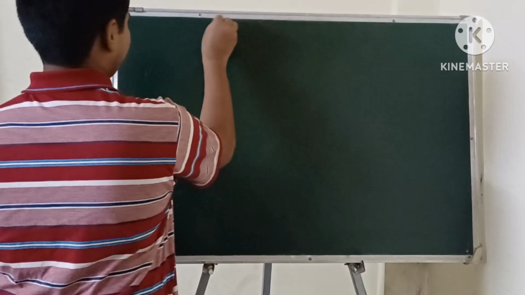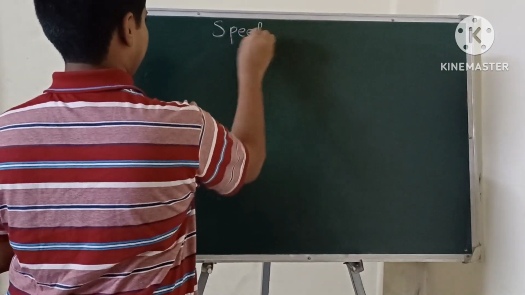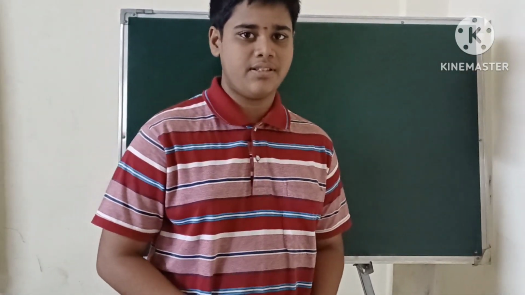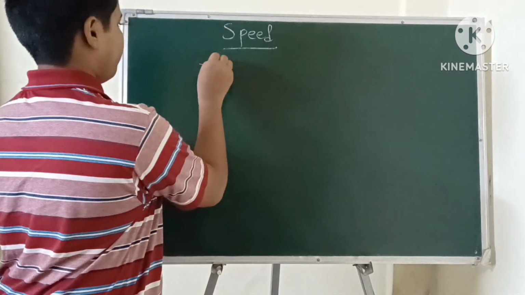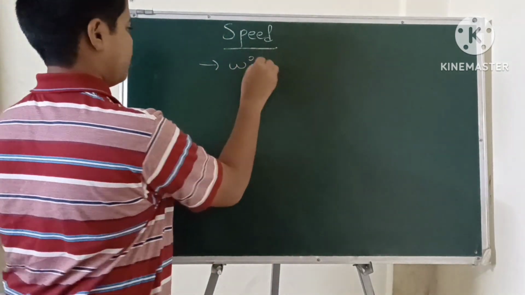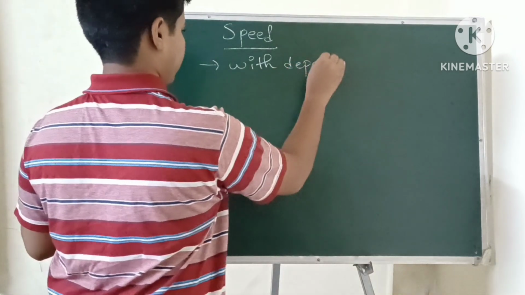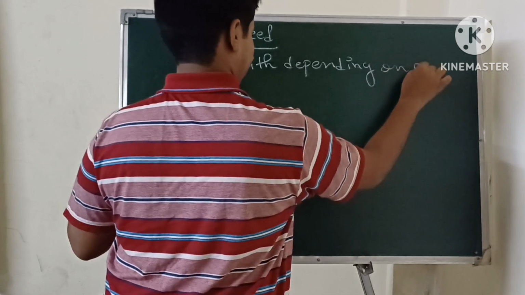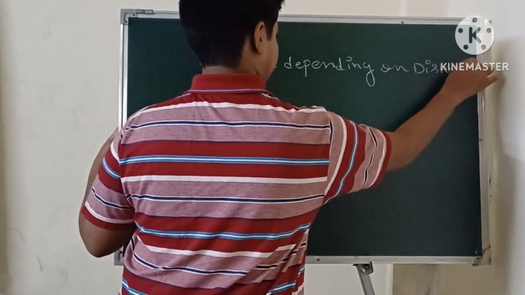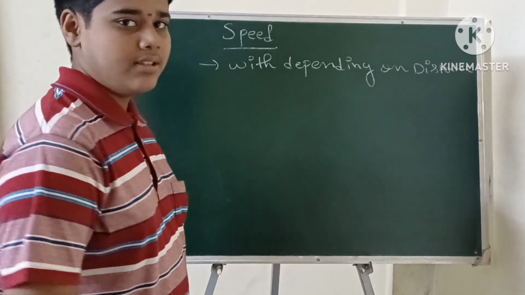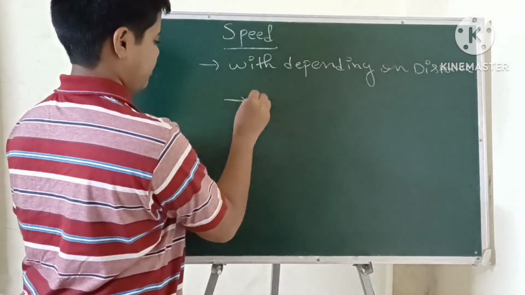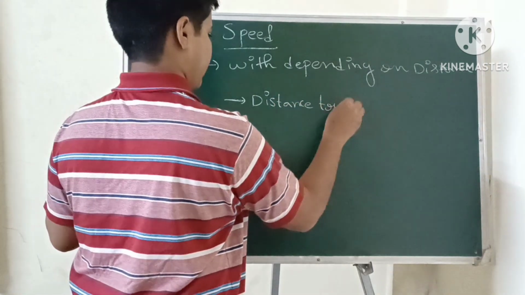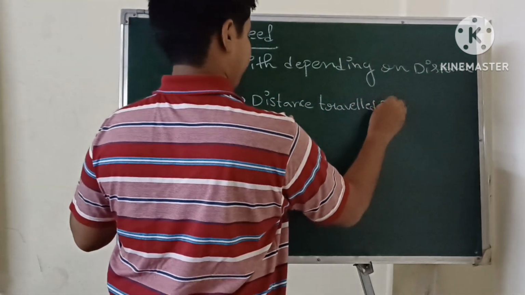I will explain about speed. Yesterday we had discussed about distance and displacement. So depending on distance, speed is defined as distance traveled per unit time.